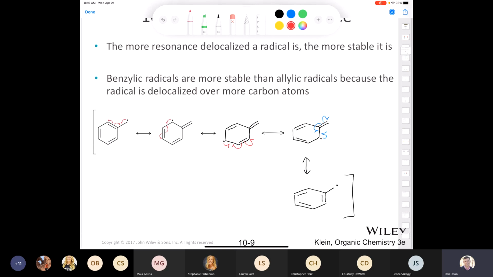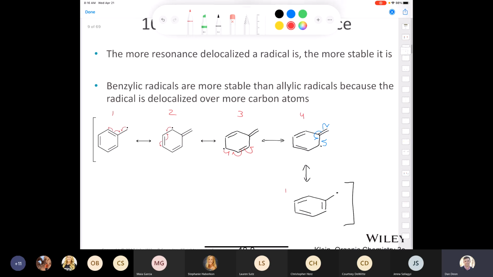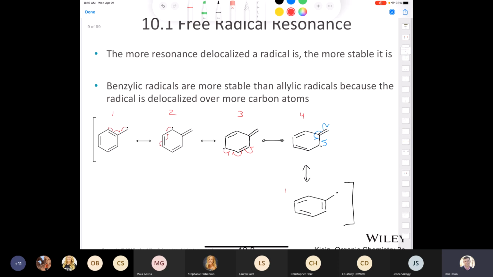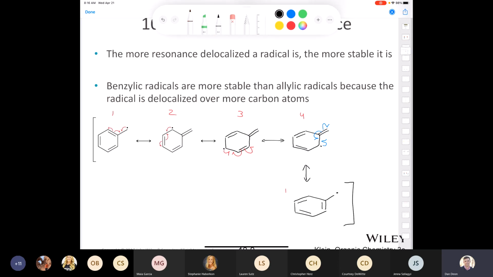All right, there's 4 of them. We have 1, 2, 3, and 4. You see that here we're back to number 1 again, so we have a total of 4 resonance structures. If you compare that with the allylic radical that was on the last slide, I'll just draw it out quickly. If you compare that to the allylic radical, wherein there are only 2 resonance structures, the benzylic radical is going to be more stable because here we only have 2 resonance structures, whereas for the benzylic radical, we have 4 resonance structures.